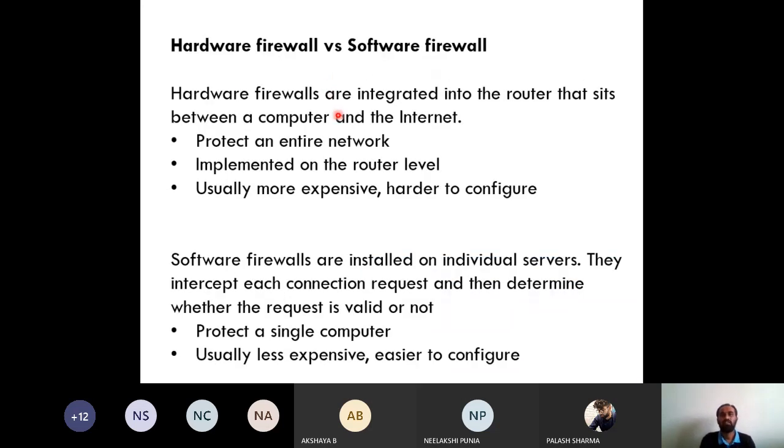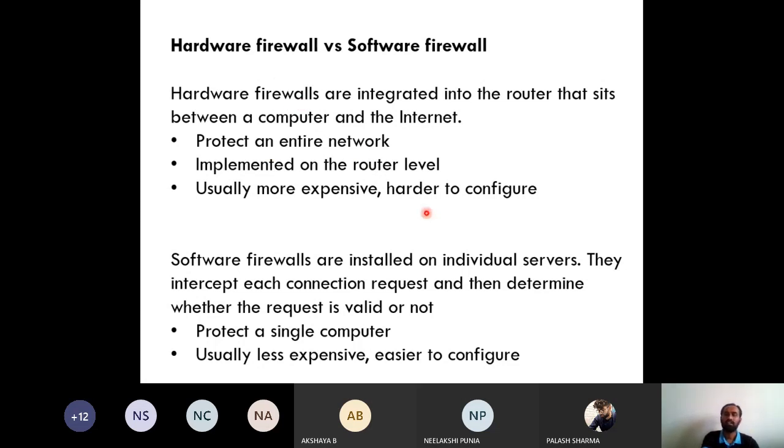You can observe right here, this hardware firewall is integrated in the router. Once it is integrated in the router, whatever devices are connected to that router will be protected from the internet. It sits between the computer and the internet, so it protects the entire network connected to that router. And as I said, it is implemented at the router level, whereas this is more expensive because you are dealing at the hardware level.